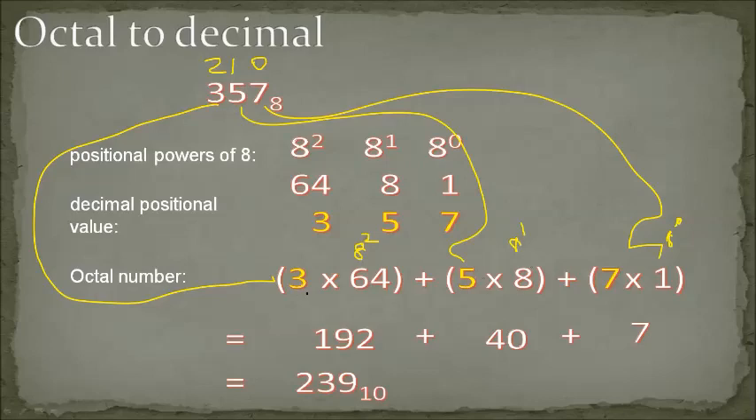Then the next one is 3 into 8 power 2. So 8 into 8 is 64, and 64 into 3 is 192. So add all these values and write the answer like this. Base value, don't forget to write it. If you forget to write this, then you will lose half or 1 mark.